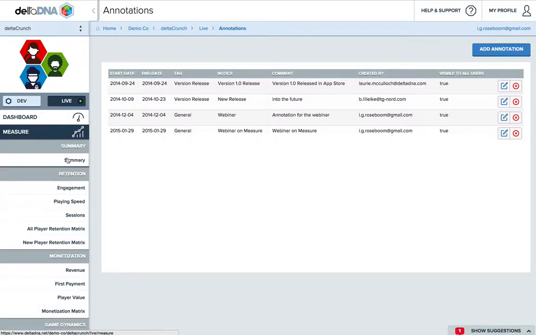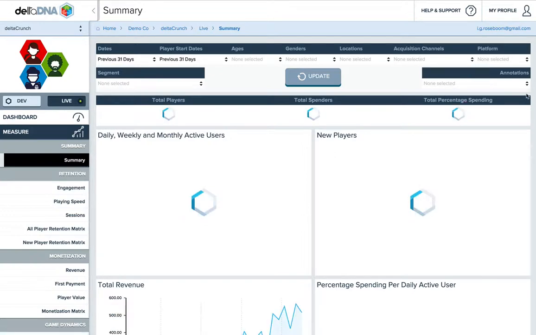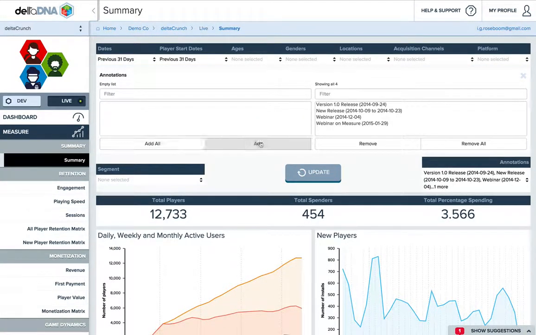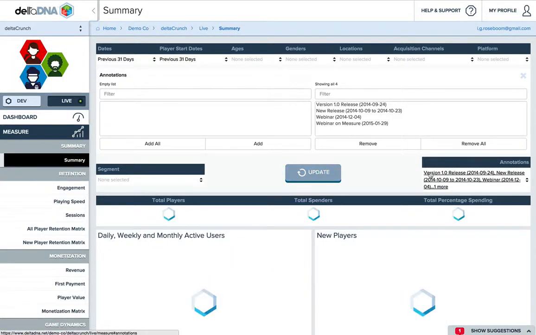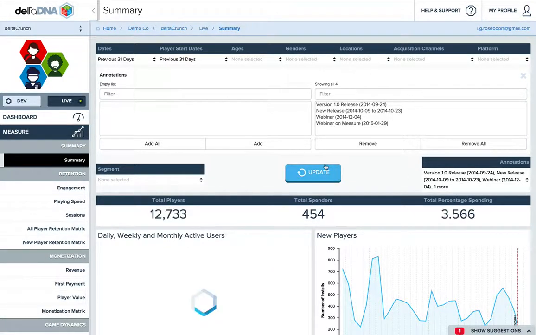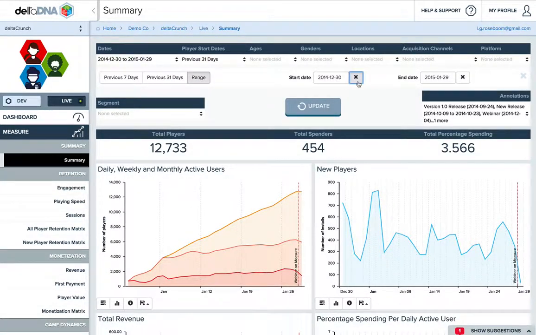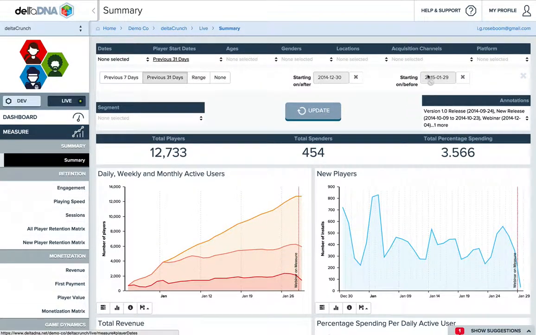And if we go back to the summary page, we can add these annotations. So we can just add them all if we want, and then update. And then we can see, let's make the date range a bit bigger. So in fact, let's just get rid of the date range. Just do everything. Okay. Need to get rid of that one too.